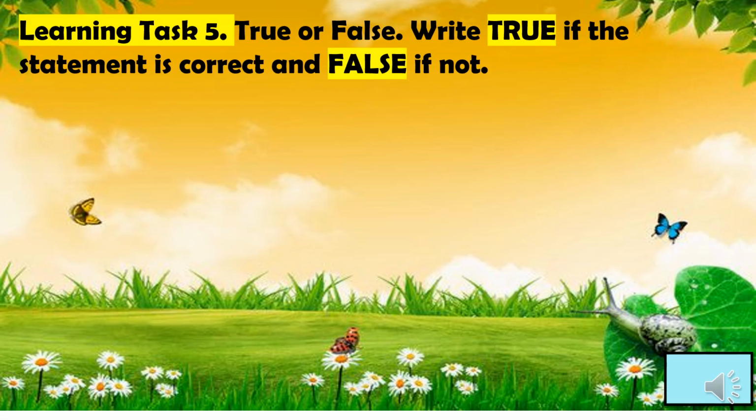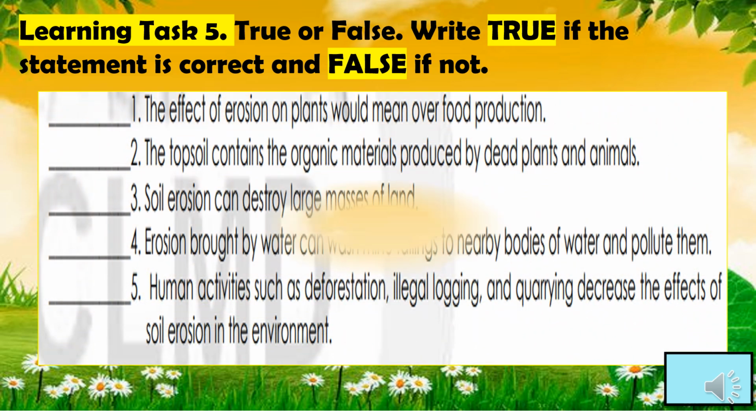For learning task 5, true or false. Write true if the statement is correct and false if not. For number 1, the effect of erosion on plants would mean over food production. Number 2, the topsoil contains the organic materials produced by dead plants and animals. Number 3, soil erosion can destroy large masses of land. Number 4, erosion brought by water can wash mine tailings to nearby bodies of water and pollute them.